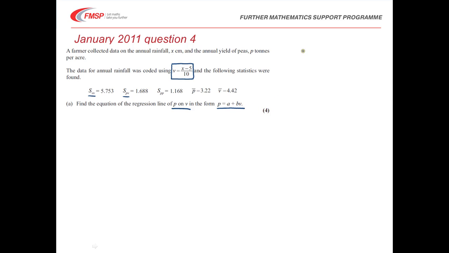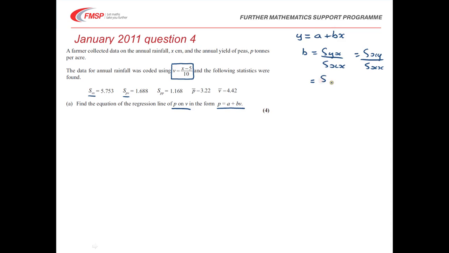So the first thing we need is the equation for the gradient b. So we're told that the regression line in the formula booklet is y is equal to a plus bx, where b is equal to Sxy on Sxx, or Syx on Sxx, depending how you've been shown it in your notes. Okay, now of course in this particular question we've got p's and v's, not x's and y's. So we do recommend quite strongly that you do put it into context.